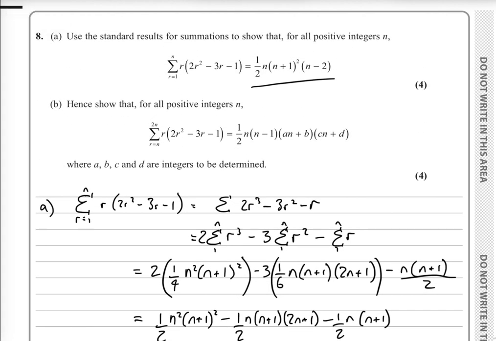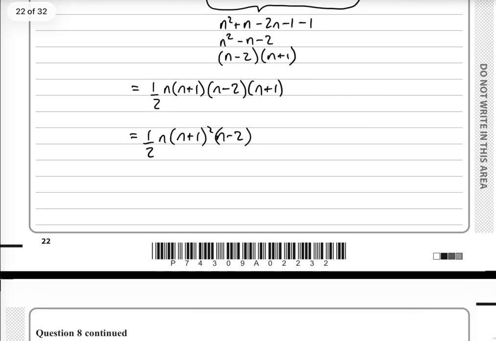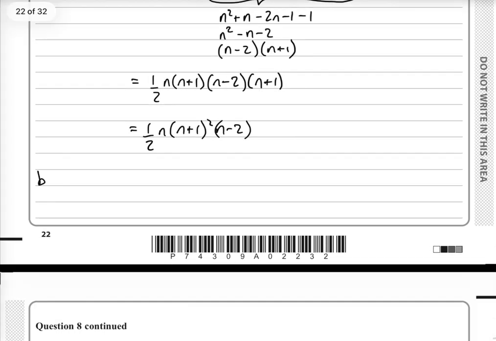Part B. Hence, show that for all positive integers n, this big thing here is true. Looking at a bit more detail, double check that matches. It does. But then we're not going from 1 to n, we're going from n to 2n. And then when we're finished and we get it to look like this, all of these 4 should be integers. So we're using what we just found without any changes, but we are going from n to 2n, and that is the same as going from 1 to 2n minus 1 to 1 less than n, i.e. n minus 1, because we still want the n to be included in the sum.